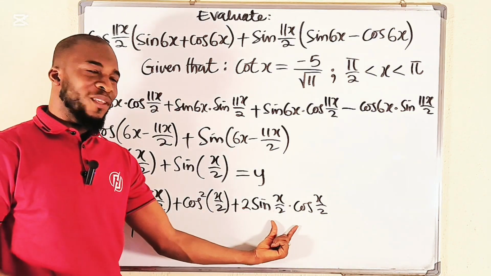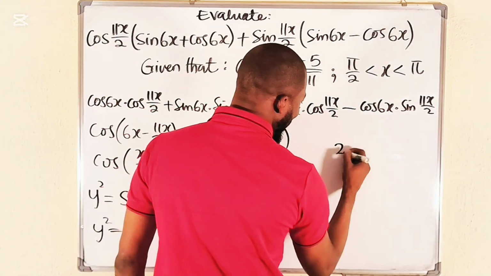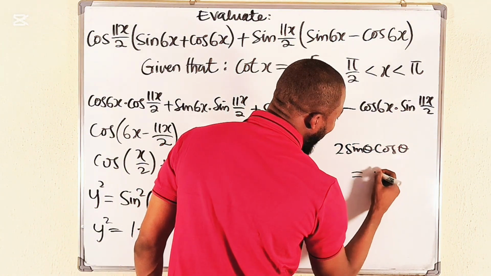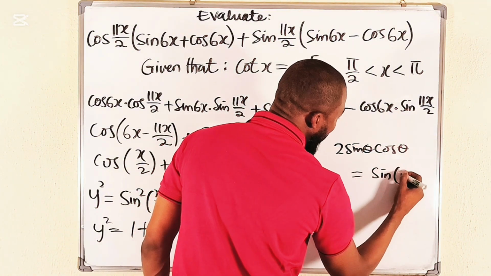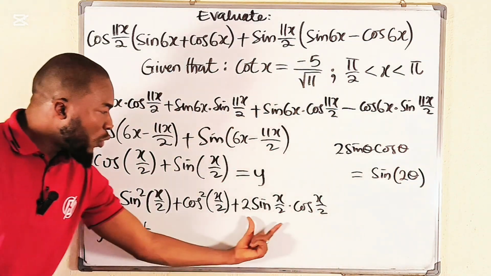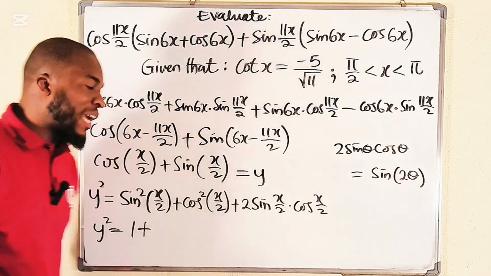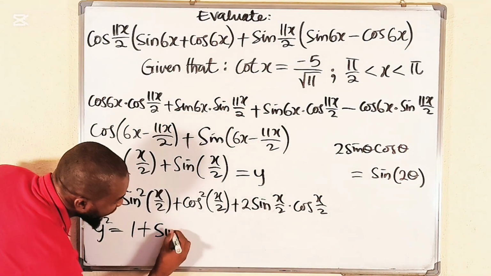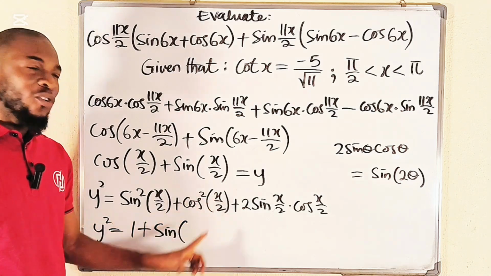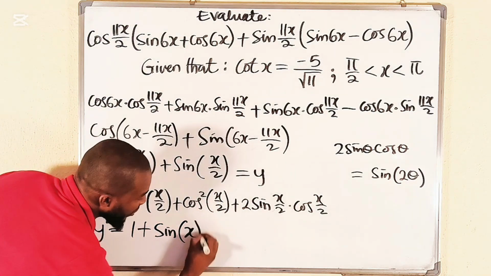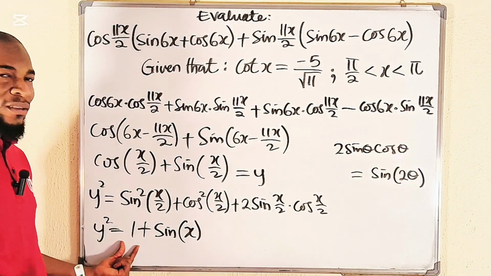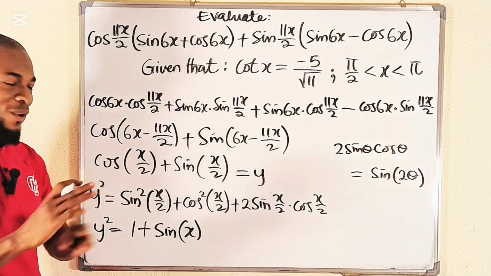What can you remember about this one again? Remember, if you have 2 sine theta cos theta, this is the same thing as sine of 2 times that angle. So the whole of this is sine of 2 times this angle. 2 times x over 2 will give us x. All right. So the only thing we need to find is sine x. Then we add 1. Then we take the square root of both sides and we're good to go.